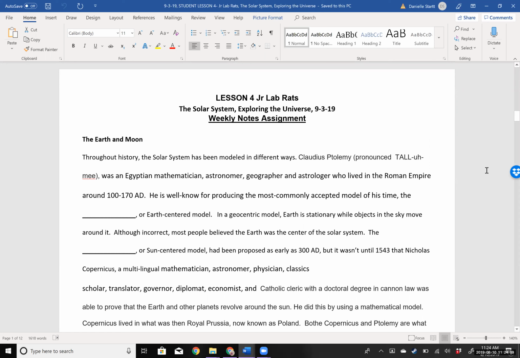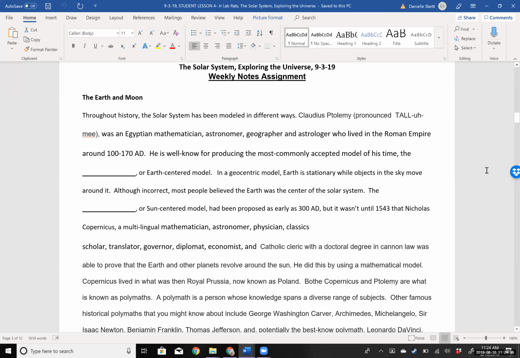The Earth and the Moon. Throughout history, the solar system has been modeled in different ways. Claudius Ptolemy, see how it's pronounced Ptolemy, was an Egyptian mathematician, astronomer, geographer, and astrologer who lived in the Roman Empire around 100 to 170 AD. He is well known for producing the most commonly accepted model of his time, the blank, or Earth-centered model. Now, there's your first blank.